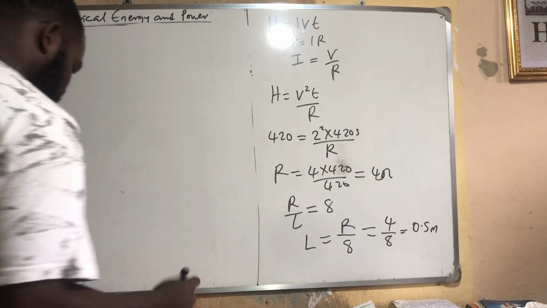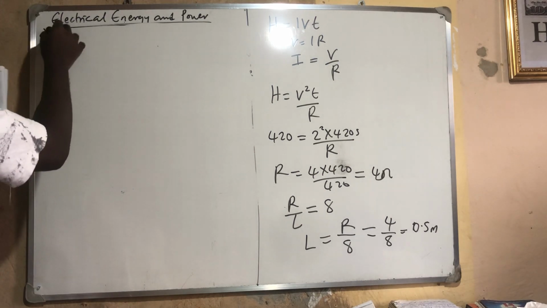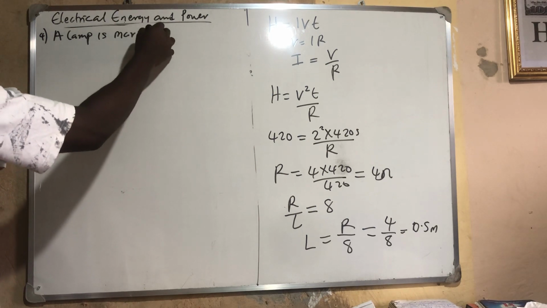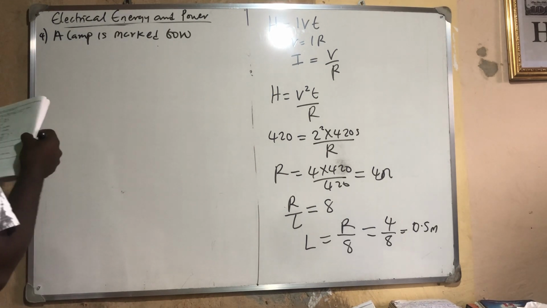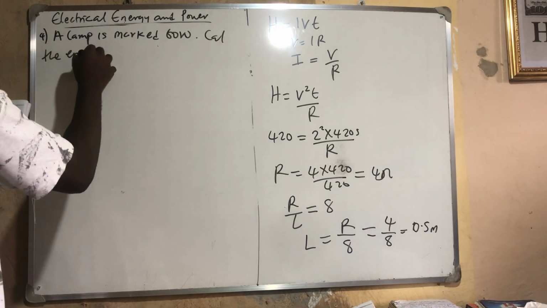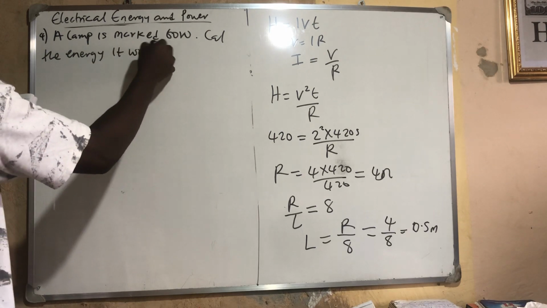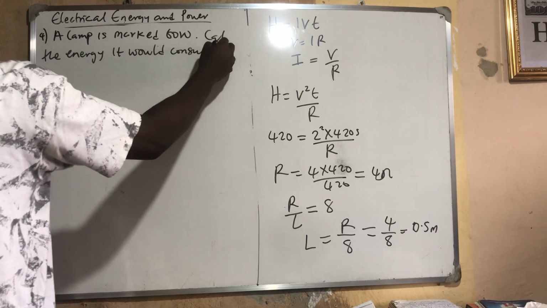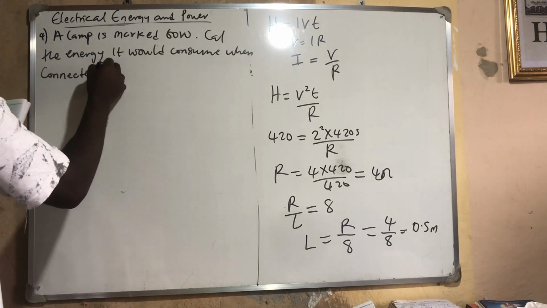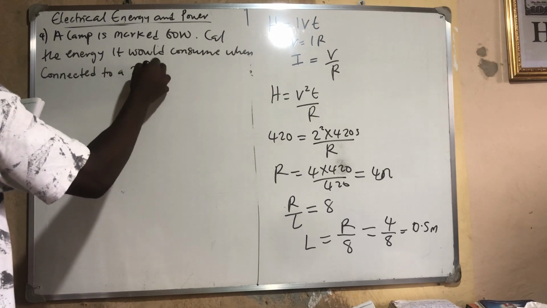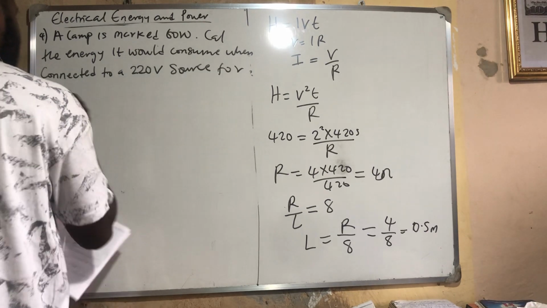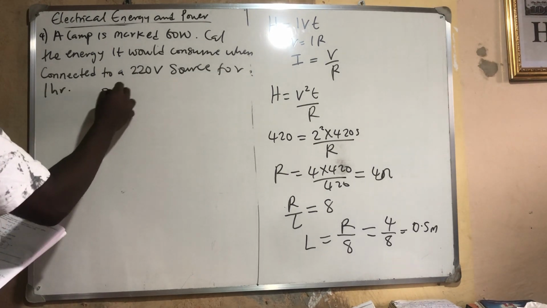The next question, question number 4. This is very simple. Question number 4 said a lamp is marked 600 watts. That is the power. Okay, you say calculate the energy it would consume when connected to a 220 volt source for 1 hour. Solution.